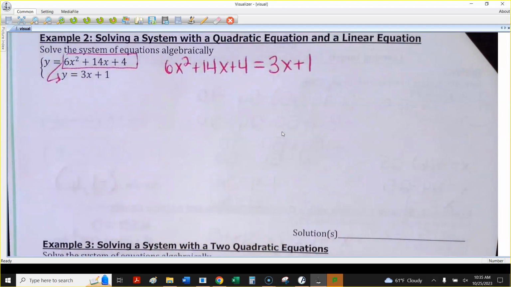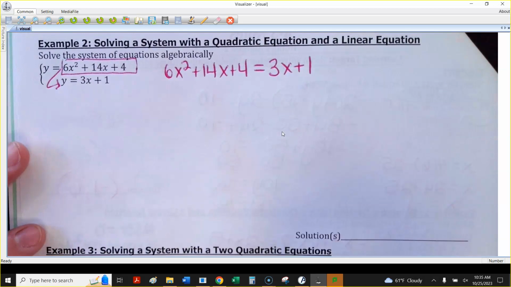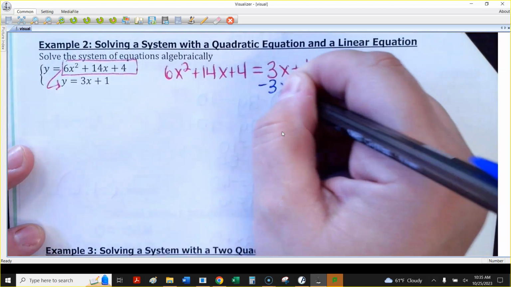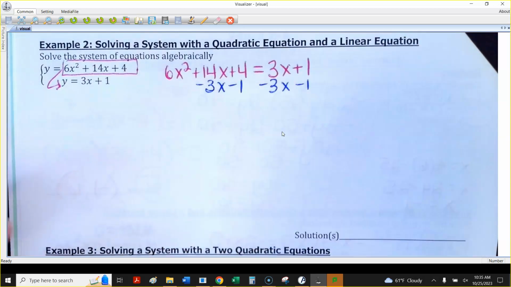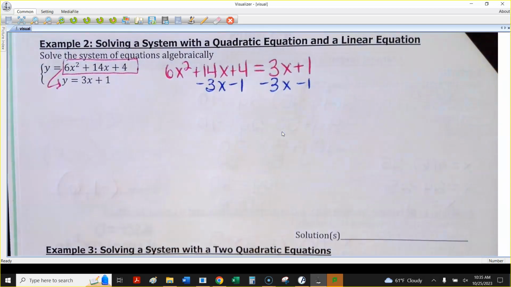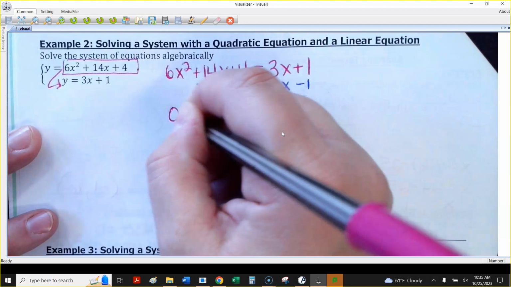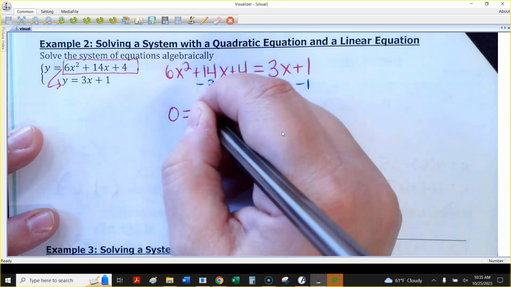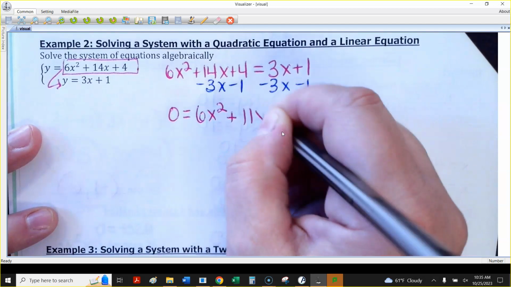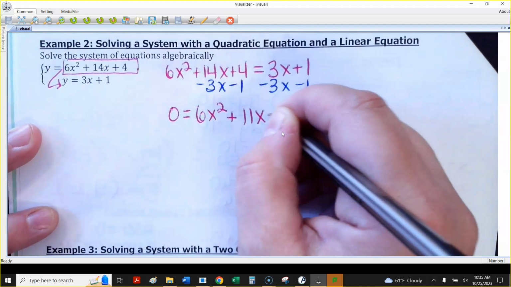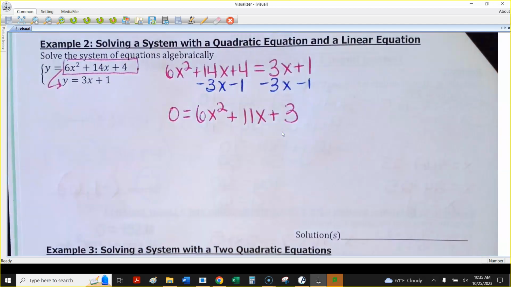Now for this one, my squared term's already positive, so I want to keep that positive. So what I would actually do here, let's move the 2 pieces for the line, the 3x and the 1, to the other side. So we're going to subtract 3x and subtract 1 to help us set that equal to 0. All right, now I'm going to get 6x squared plus 11x and then plus 3.